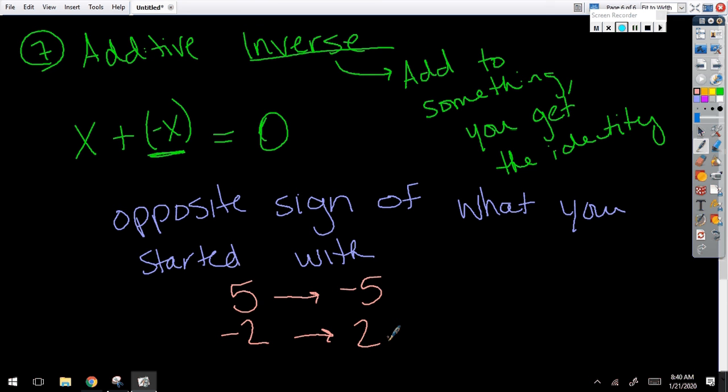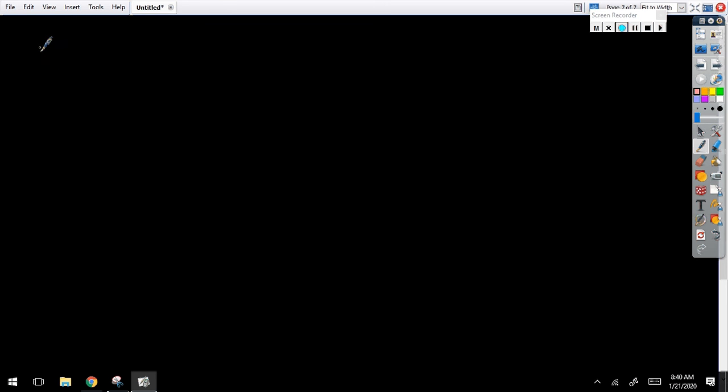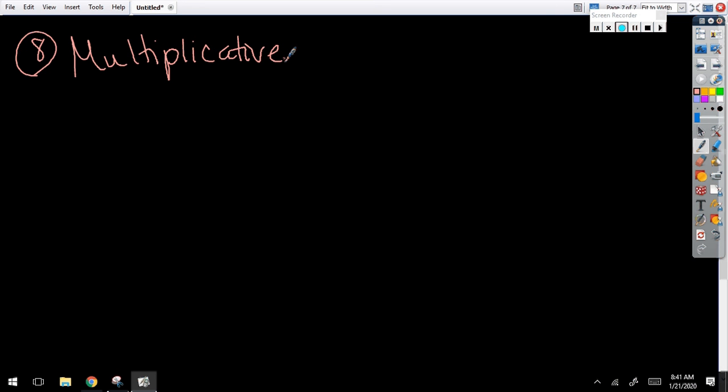Y'all okay with these? This is not the kind of math that I always like, just naming properties like this, but we'll get through it. Let's do the multiplicative inverse. Actually, not multiplication, but multiplicative. That's a good word. You should go home and tell your parents, I learned about the multiplicative properties today in math.